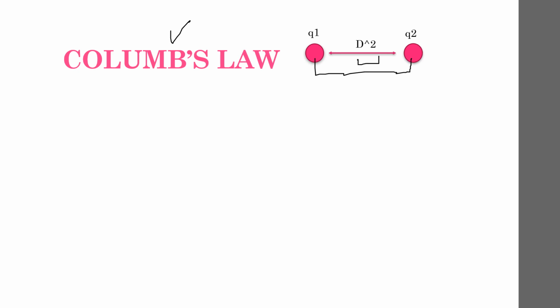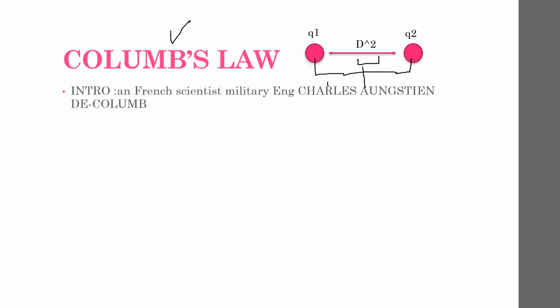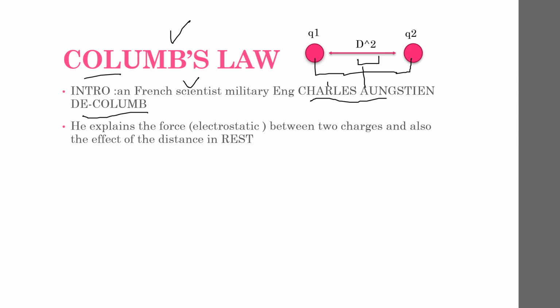Now these are two factors: first the charges, second the distance. This Coulomb's law was given by Charles Augustin de Coulomb. This is the name of the French scientist who gave us Coulomb's law. He talked about Coulomb's law with respect to the situation in which charges are at rest. Coulomb's law is only applicable when two charges are at rest. Otherwise, Coulomb's law is not applicable.